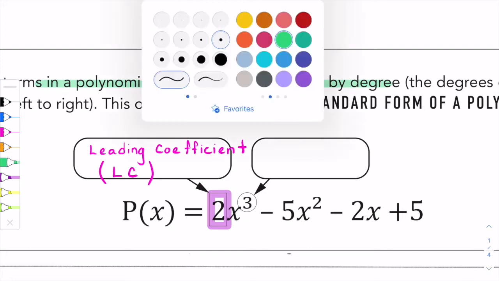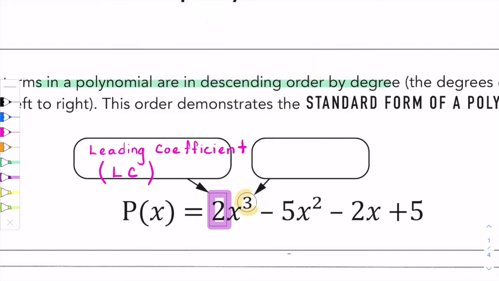It's also important to recognize the degree of the function. The degree is the largest exponent. And when I say largest exponent, it's the largest exponent of the entire function. You have an exponent of 3, 2, 1, and then no exponent. So the largest one is 3. That's considered the overall degree of the function.